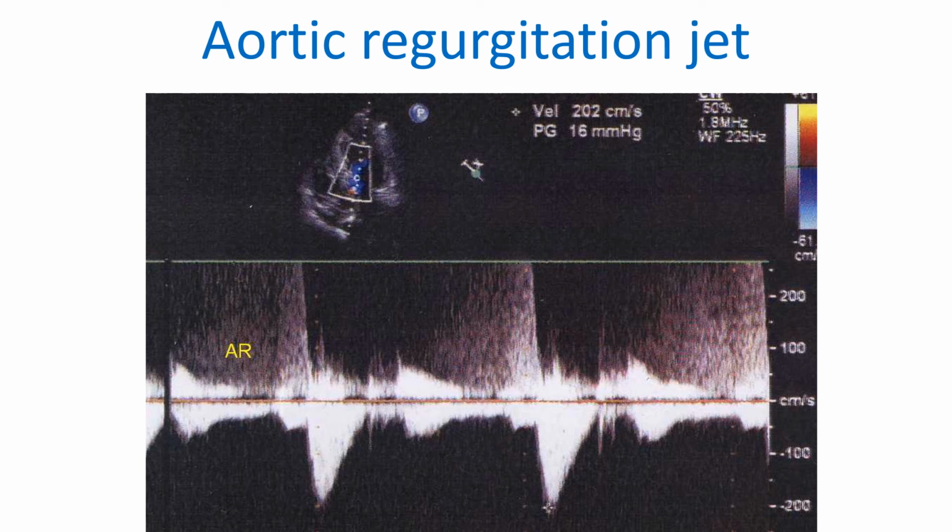Upper portion of the signal is clipped as the velocity is more than that of the imaging system. In mild regurgitation, the envelope of the regurgitant signal is incomplete as in this case.